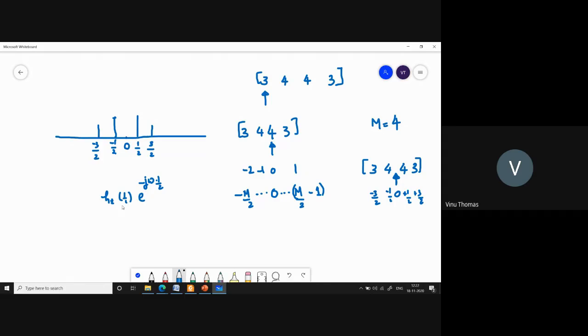So h of 1 by 2 into e raised to minus j omega 1 by 2, plus h of minus 1 by 2, which is the same as h of 1 by 2, into e raised to plus j omega 1 by 2. These two can be combined in the form of a cosine function like this. Likewise, these two also can be combined in the form of a cosine function. These two also can be combined in the form of a cosine function. Okay. So now we'll go back to the presentation.